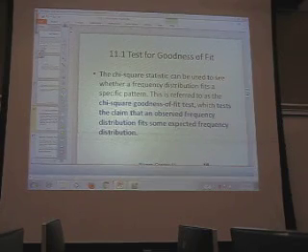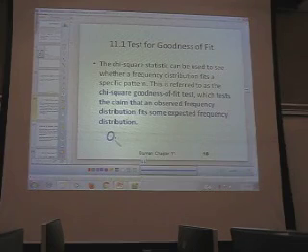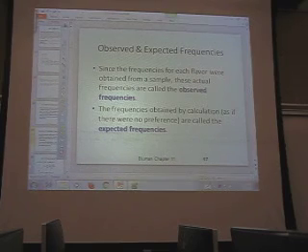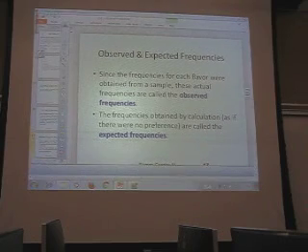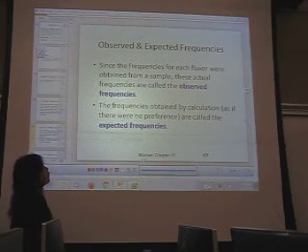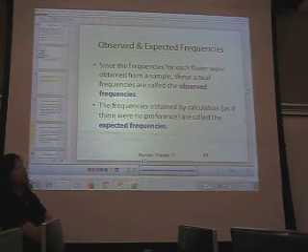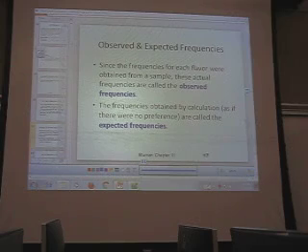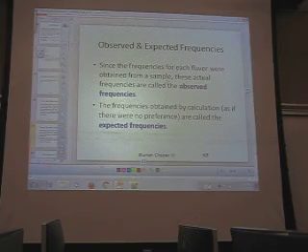And just as a reminder, what we're going to be doing is we're going to assume that O sub i is the same as E sub i. So in other words, for every category, what you observe is what you expected. So if you guys remember our example from last class, we had flavors of soda, right? And since the frequencies for each flavor were from a sample, those are observed. So your observed come from your sample.